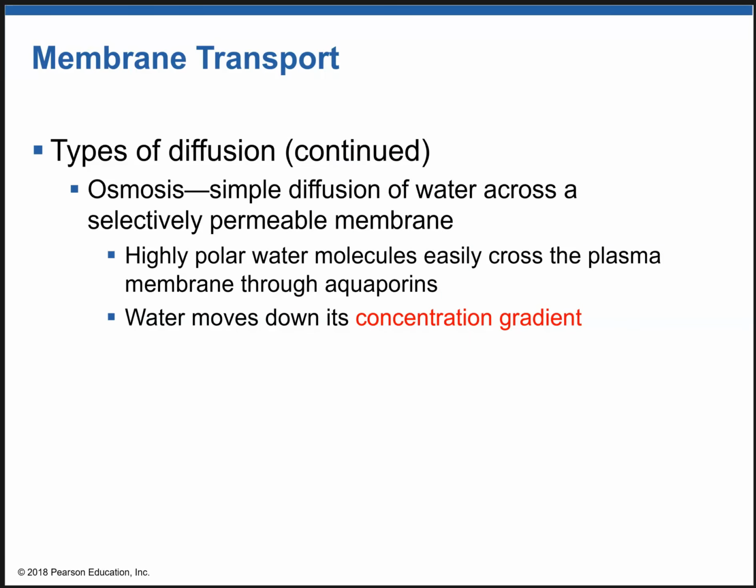Now, the movement of water specifically is known as the process of osmosis. Osmosis is simple diffusion of water specifically through a selectively permeable membrane. Water always moves down its concentration gradient. Here we're talking about movement of water from an area of high water concentration to an area of low water concentration. Water is a highly polar molecule, which can cross the plasma membrane, but it uses specific carriers known as aquaporins. These are protein channels that allow the passage of water through the semipermeable membrane.